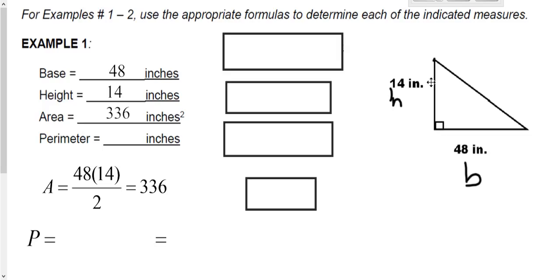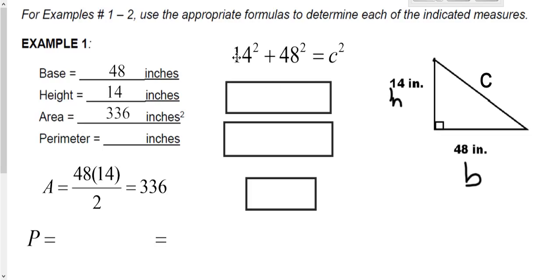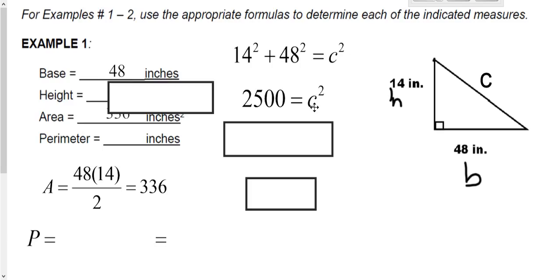Now the perimeter, we need all 3 sides. So who remembers what to do with a right triangle to figure that third side? That's the hypotenuse. And we know the Pythagorean theorem says the leg squared plus the leg squared will equal the hypotenuse squared. So we'll call this side C for right now. Okay, so we're going to solve for this. Pythagorean theorem says that leg squared plus the other leg squared equals the hypotenuse squared, or the C.